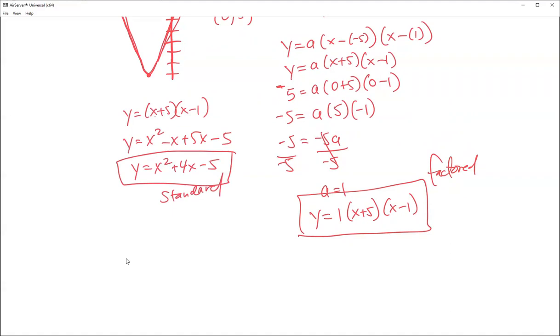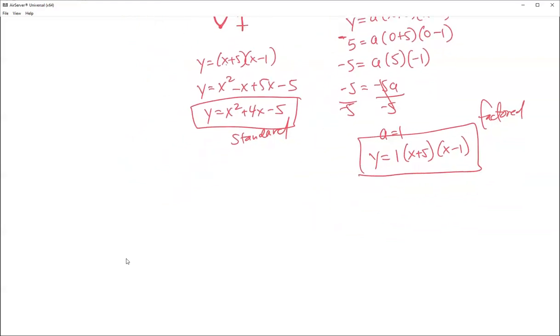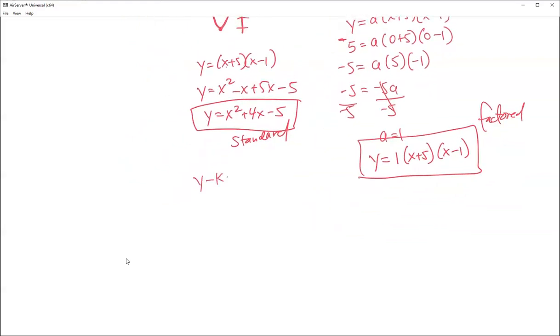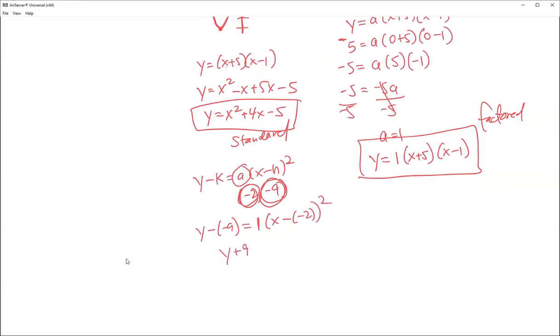Then we want to put it in vertex form, all right? And vertex form is, again, y minus k equals a times (x minus h) squared. Our vertex is negative 2, negative 9. This is the h, this is the k. So y minus negative 9 equals a, which is 1, right? We already got that from before. And then (x minus negative 2) squared. Simplify this. This will be y plus 9 equals 1 times (x plus 2) squared. And that is your vertex form.